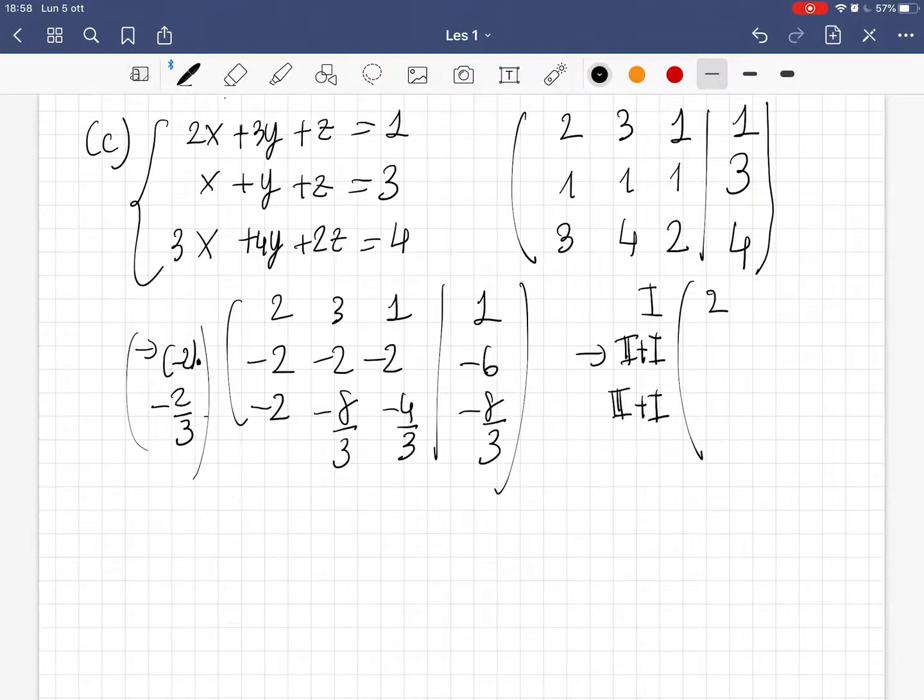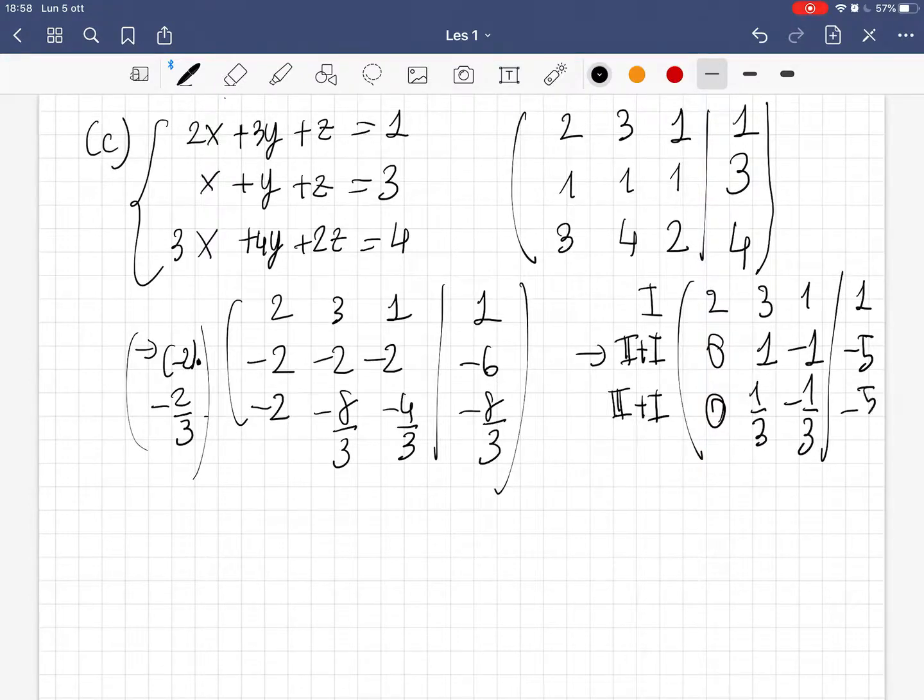Okay, very well. So the first one you keep. As for the second you add. So this is 0, this is 0. That we know for sure. As for the other ones, just be careful. This is 1, this is -1, and this is -5. Okay. This is 1/3. And this is -1/3, and this is -5/3. Okay, that's good. That's very good.